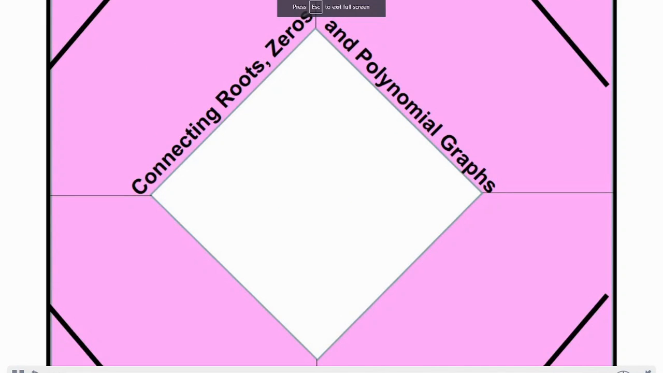Today is the day that we are going to connect roots, zeros, and polynomial graphs. Yes, we're going to figure out how the behaviors, that is the end behaviors and all of the turning, connect with what we know is a root or a zero. Now, if you're saying, but I don't know what a root or a zero is, well, hang in there, because we're going to find roots and zeros, and you're going to see that they connect to polynomial graphs.